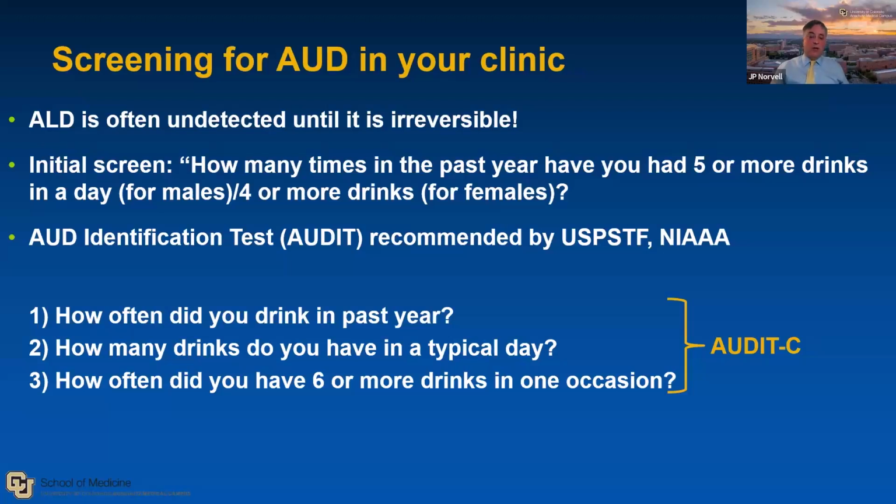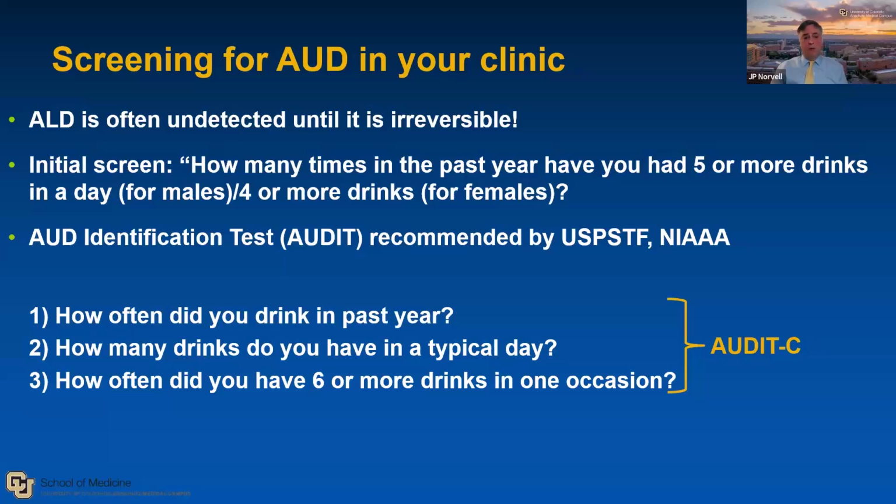Both the NIAAA and the USPSTF recommend using the AUDIT, which is 10 questions that are scored that do a nice job of predicting the prevalence of alcohol use disorder. But the shorter version with just 3 questions can be used and then expand to the 10 questions if they're positive.